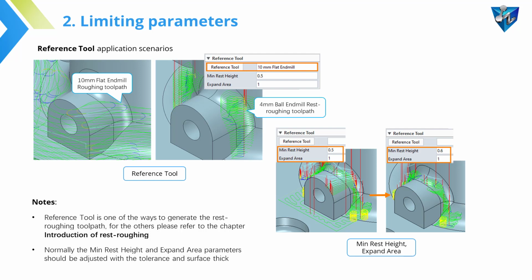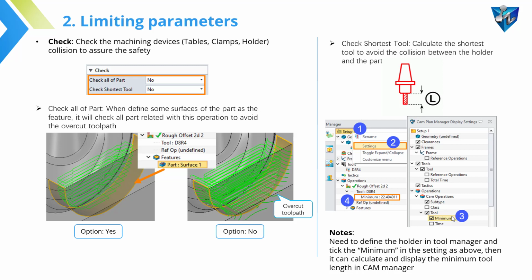Reference tool is one of the ways to generate the rest roughing toolpath. For the others, please refer to the chapter Introduction of Rest Roughing. Normally, the mid-rest height and expand area parameters should be adjusted together with the tolerance and surface thick. Then the next tab is check.